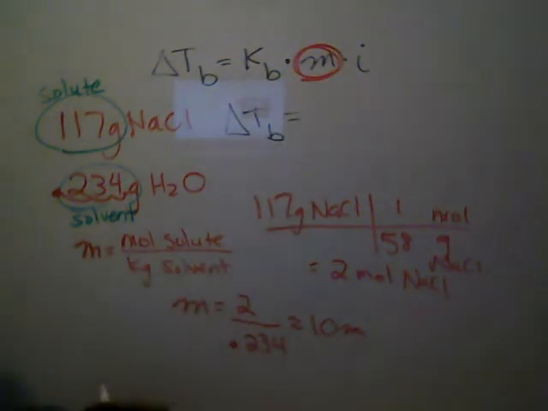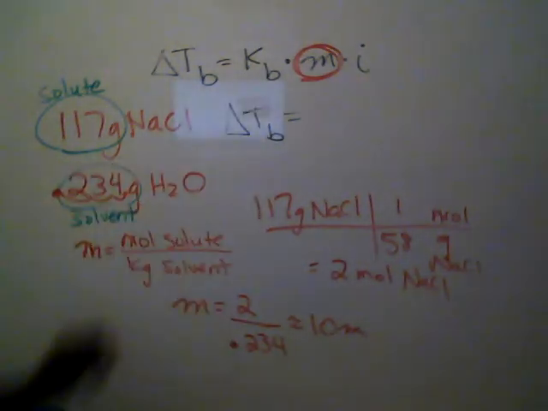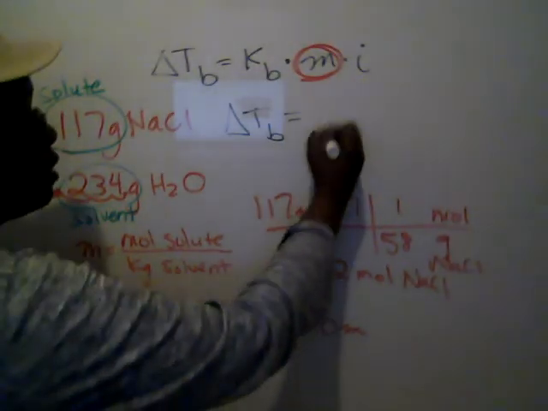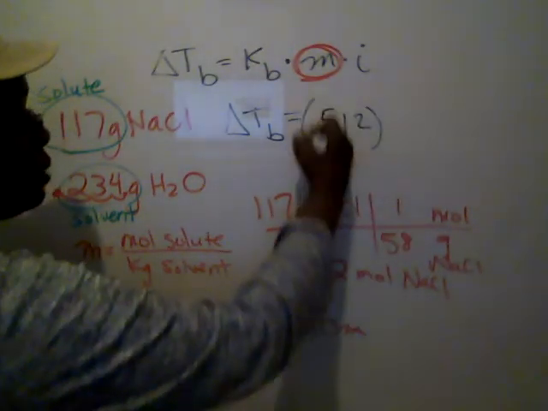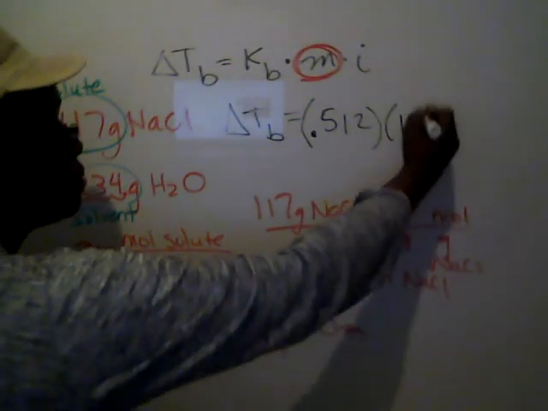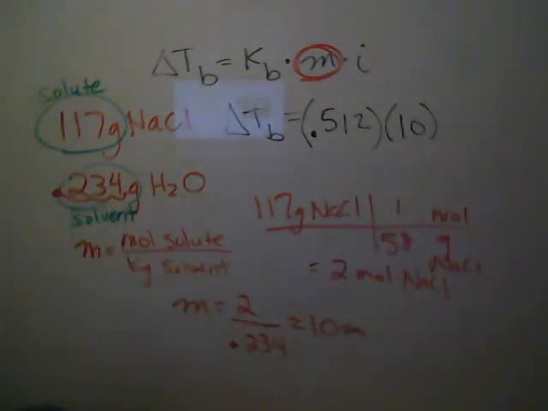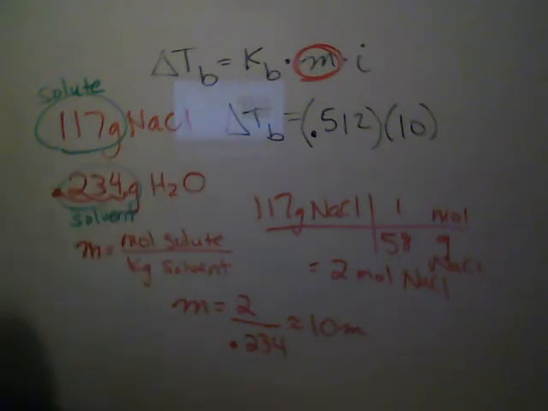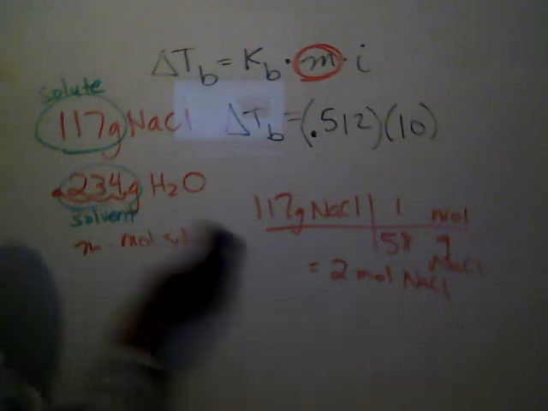The KB, now for water, the KB is always in terms of your solvent. Our solvent is water. The KB, or the boiling point constant for water, is 0.512, but again, they would probably give this to you on the test. We just calculated the molality, that's 10. Now, I is the only thing that we're missing, and I, we said, is that van't Hoff factor, and it's the number of particles that the solute breaks into. So if we look at the solute, this NaCl, okay, I'm just going to erase this.